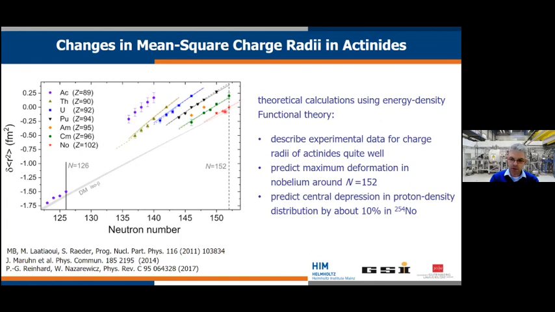But of course, if you start looking into the details, there is an odd-even staggering. Once you cross this shell closure at 152, the question is, do you see a kink or not? So there are still quite a few open questions that we need to tackle, but this also requires additional data.